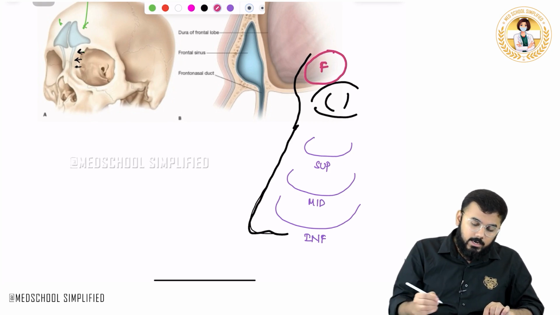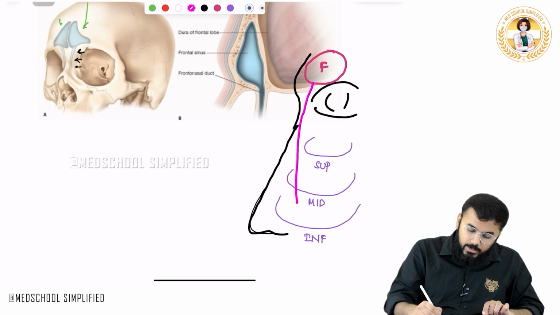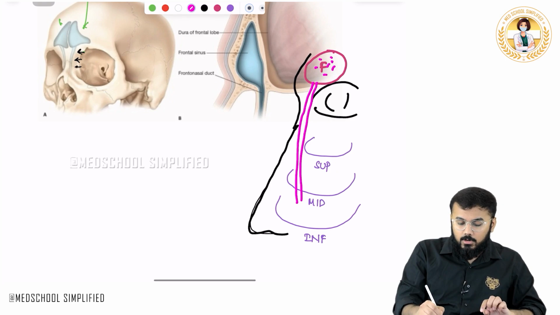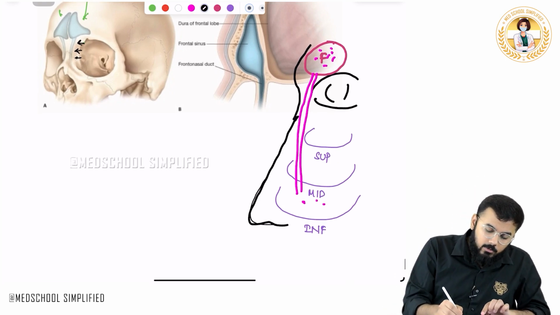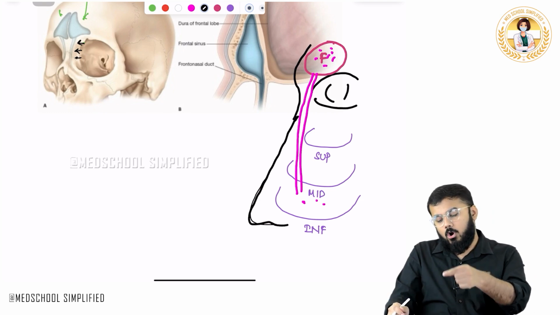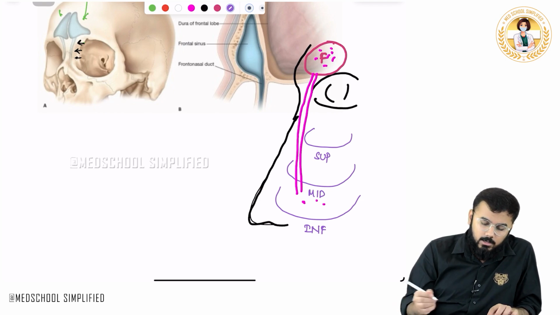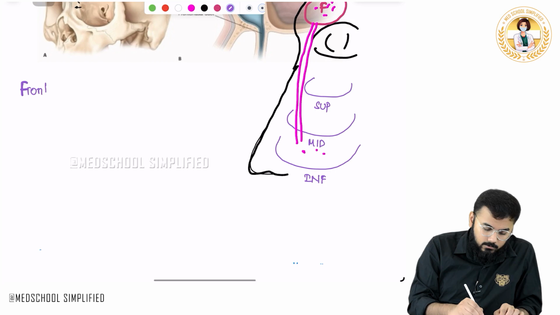What I am trying to tell you is that this frontal sinus, with the help of a duct, drains into the middle nasal meatus. So, whatever secretions are present within the frontal sinus, they drain into the middle nasal meatus. Okay. And what is the name of the duct? This duct is called the frontonasal duct, from the frontal sinus to the nasal region. So, frontonasal duct.